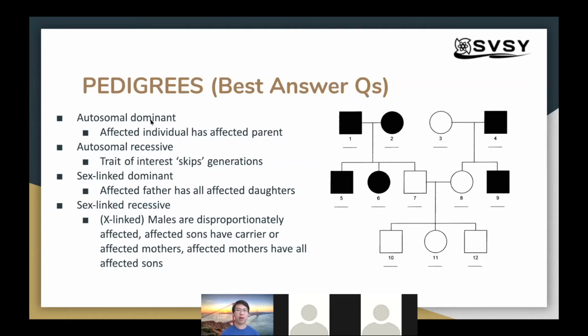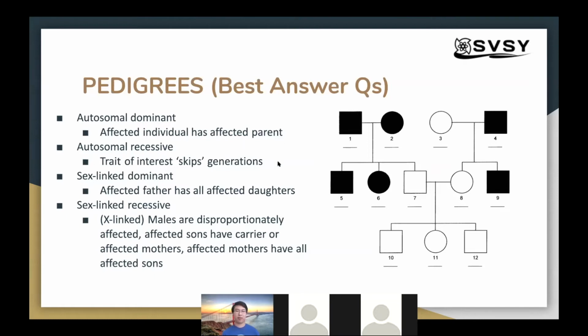So in an autosomal dominant pedigree, what you see is that the affected individual has an affected parent. This is because, again, this dominant trait is expressed whenever you have it. So if you have the trait, one of your parents had to have the trait as well. That's the characteristic of an autosomal dominant inheritance in a pedigree.